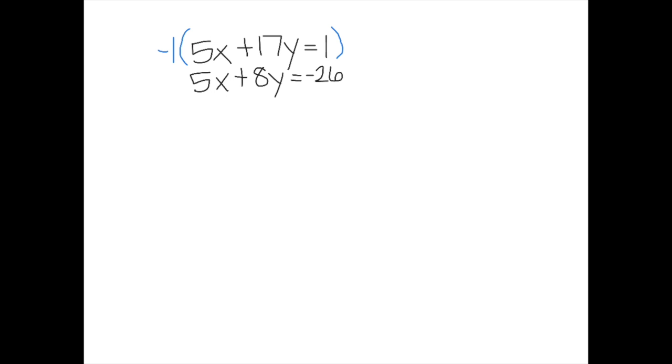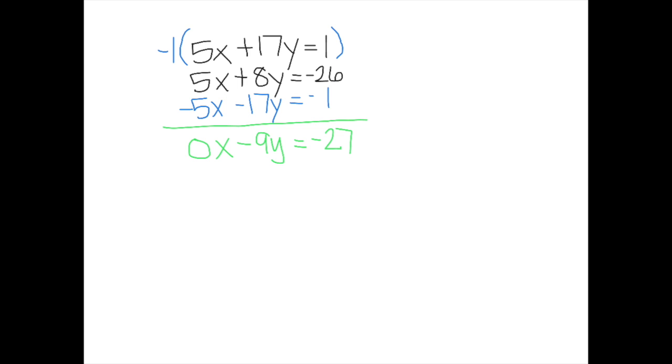This creates an equivalent equation. It just looks different. You can multiply either one by -1. I'm going to do the top one so I can rewrite it below it, and then I can add my two equations together. Notice how when I added the equations together, I used the signs in front of the numbers. So I actually did 5x plus -5x and 8y minus 17y and -26 minus 1.